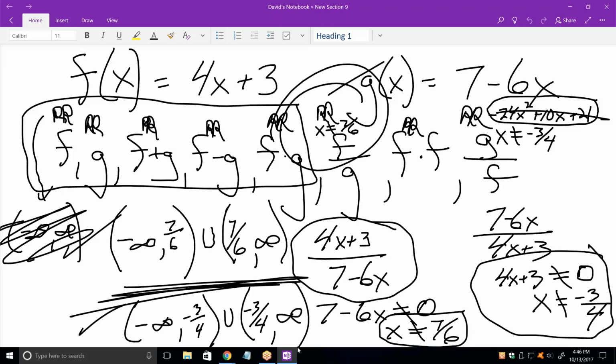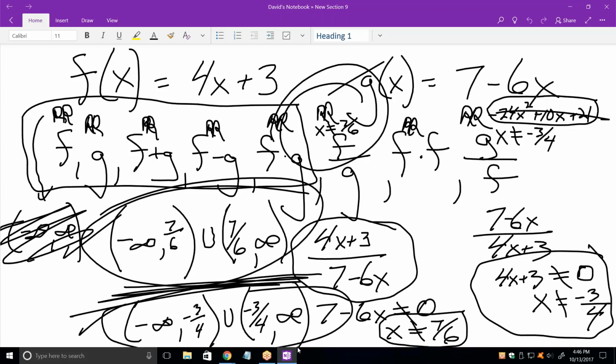All right. What's f over g for that one? So would that be the union thing? This one here. That's f over g, and the one below it is g over f. All right. Let's see. All the others are negative infinity to positive infinity.